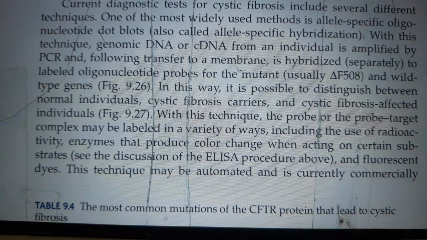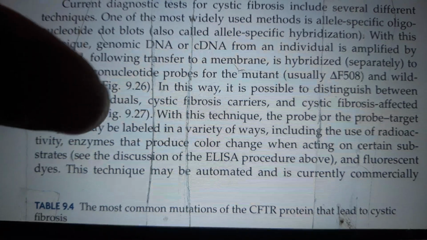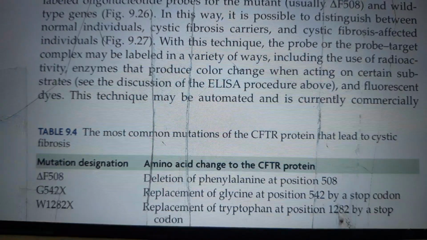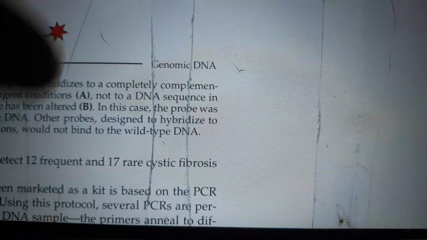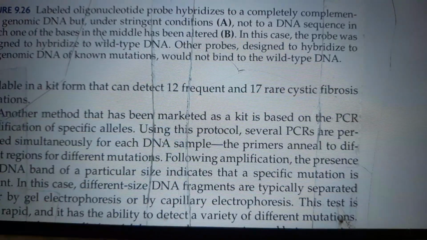With this technique, the probe or the probe target complex may be labeled in a variety of ways, including the use of radioactivity, enzymes that produce a color change when acting on certain substrates, and fluorescent dyes. This technique may be automated and is currently commercially available in a kit form that can detect 12 frequent and 17 rare cystic fibrosis mutations.